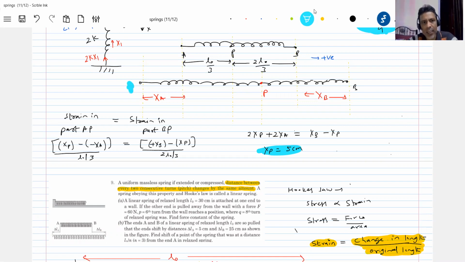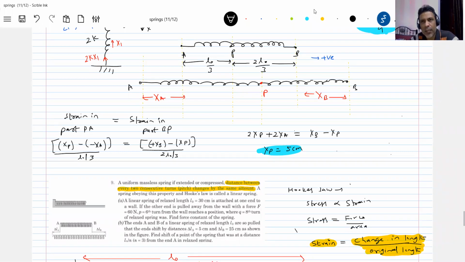So what you have to take care of is that the strain is equal. If I write the previous one, what I did there was, when you are telling that strain is positive, here strain is negative. No, the strain is the same everywhere. The strain in one part of the string should be equal to the strain in other parts. So what do you mean by strain? Change in length. So XB minus XP by 2L0 by 3 should be equal to XP minus XA by L0 by 3. I think the basic formula we should apply properly. So here I'll change it. Some books have given this wrong, but this should be the correct one.